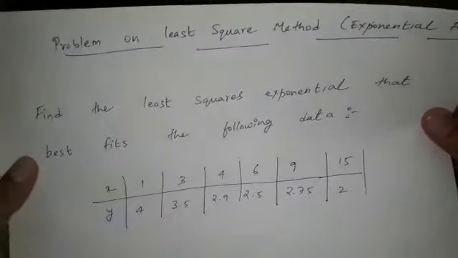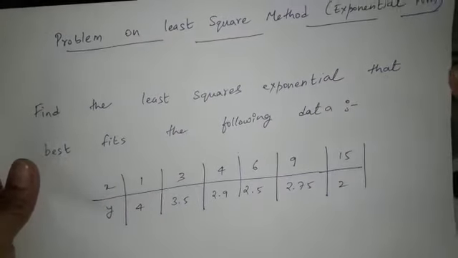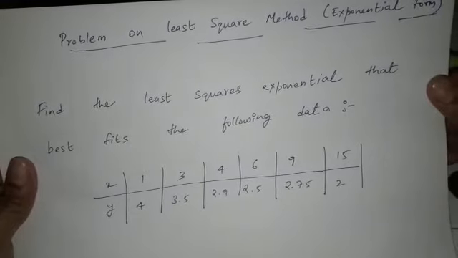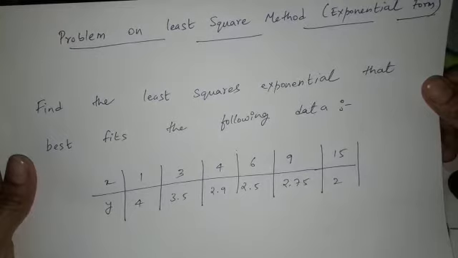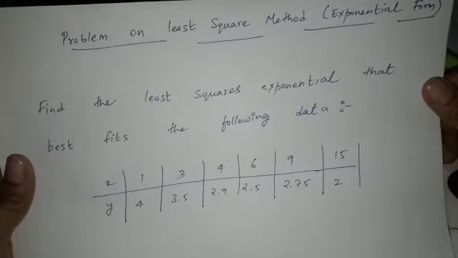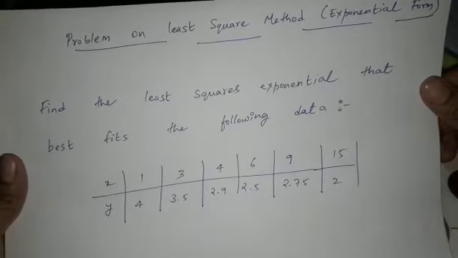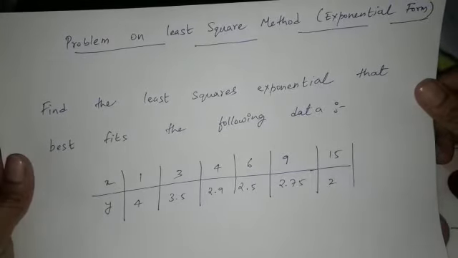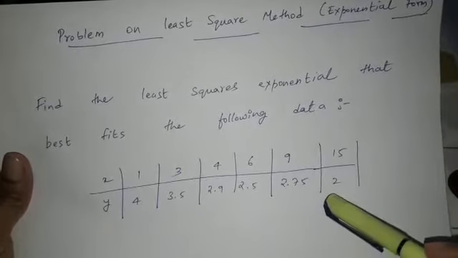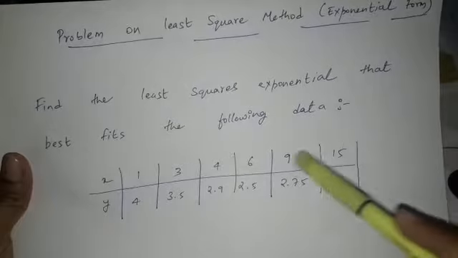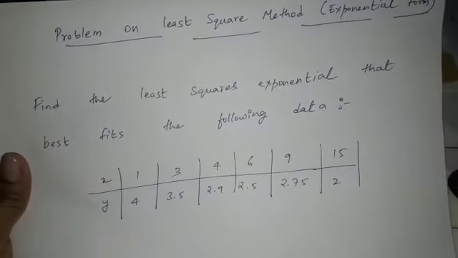Remember, x is always your independent variable and y is your dependent variable. At x equal to 1, the value of y is 4, at 3 it is 3.5, at x equal to 4 the value of y is 2.9, at 6, 2.5, at 9, 2.75, and at x equal to 15, the value of y is 2. So this is your experimental data. Let's fit an exponential function using the linear least square method formula.